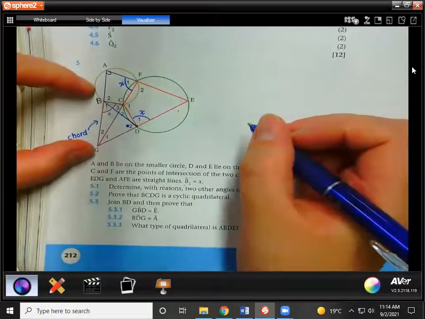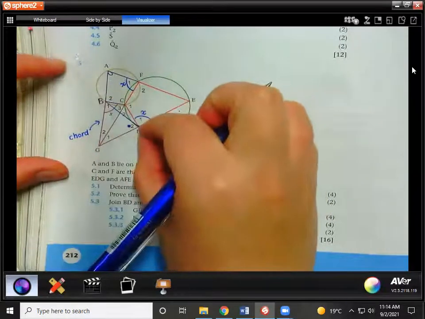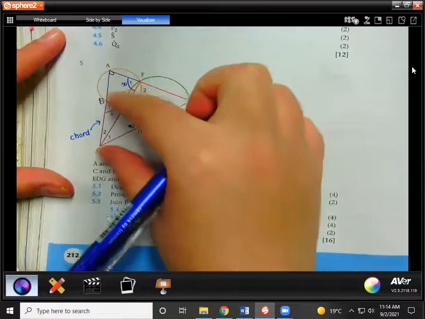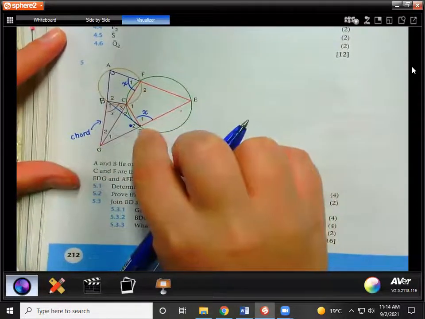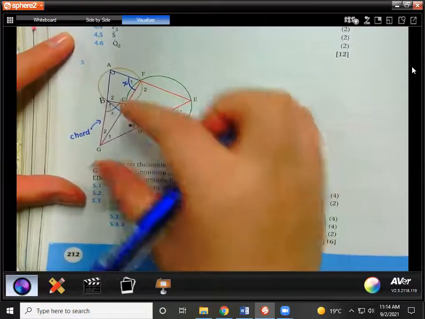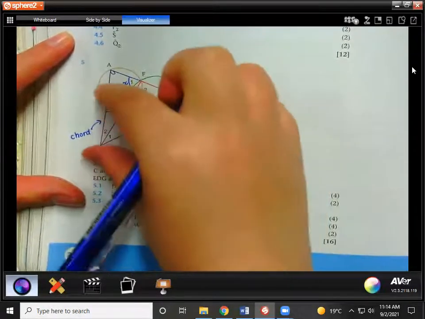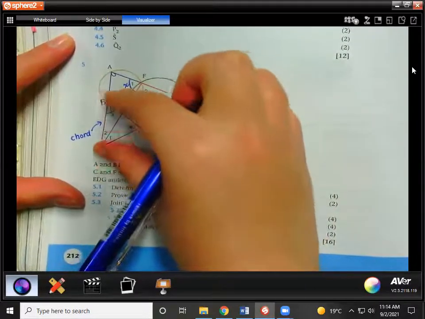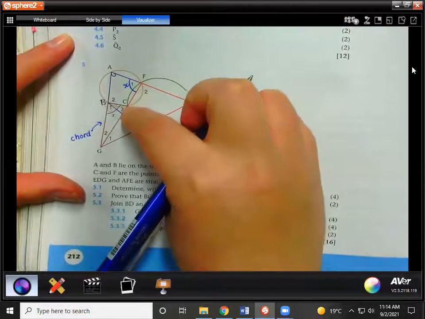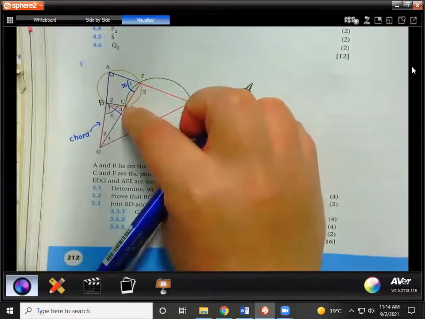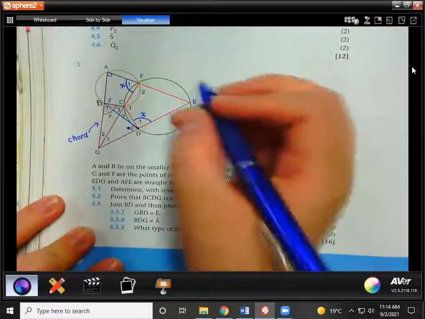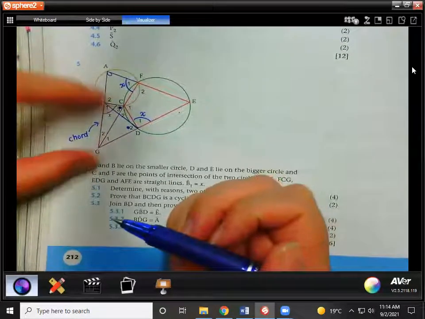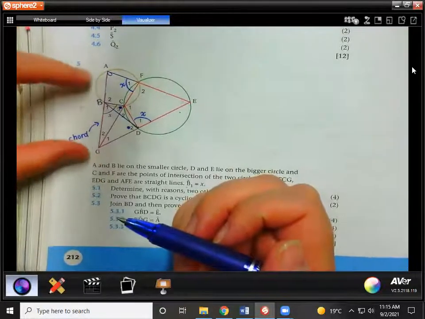All right, BG subtends BDG. Do we see that? We have lines going from the end points of BG and they meet. Where they meet, they form that angle, BDG. But BG is also subtending C3, also at the circumference, because C is also supposed to be on the circumference, right? So BDG is equal to C3 because of angles in same segment. They're both subtended by that chord.